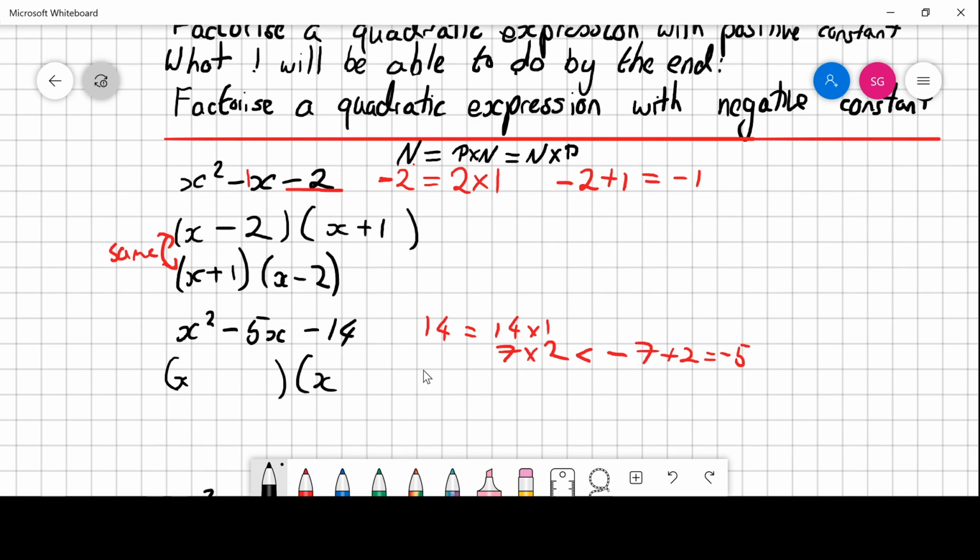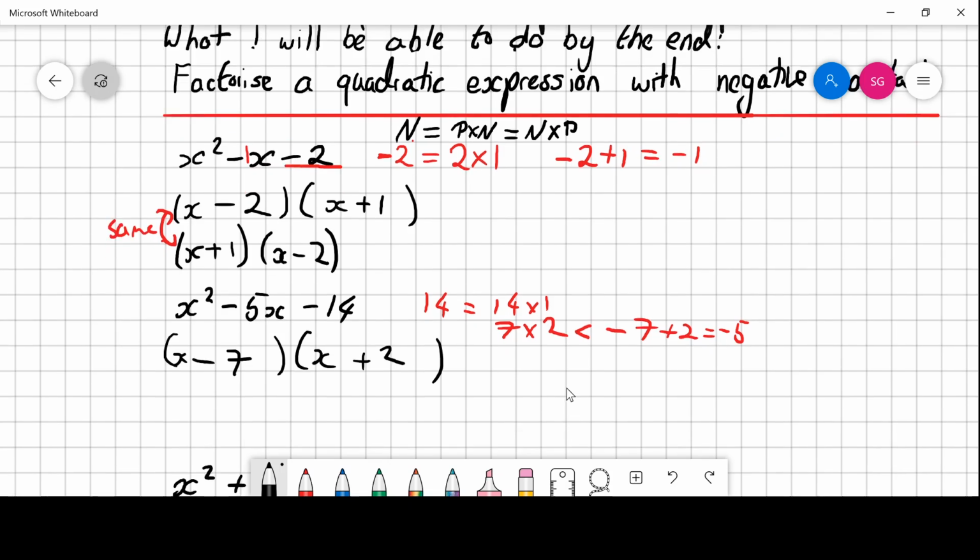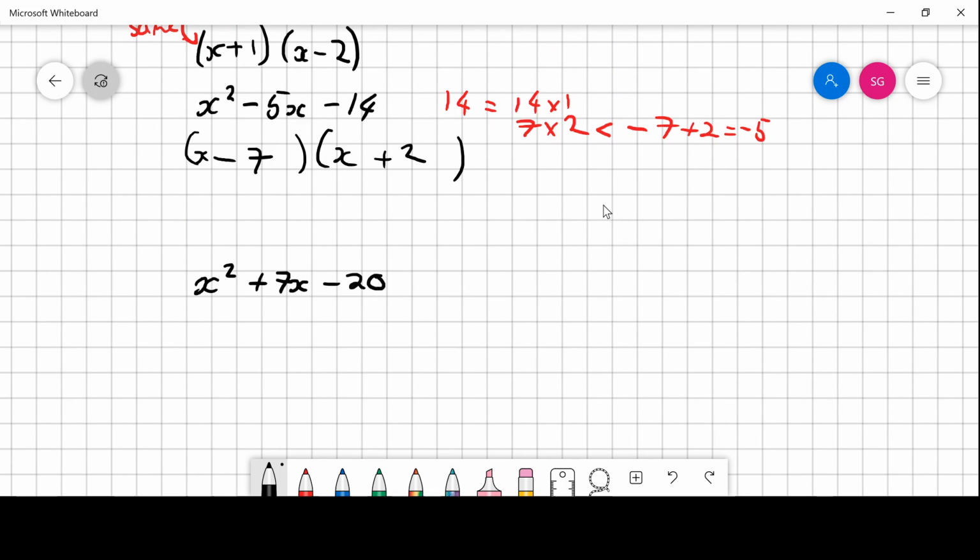So x minus 7, x plus 2. Okay, let's look at one last example. This one's a bit different because in this situation we've got a negative term here. I've also written this question down wrong. That should be 30. So we're looking at the factors of 30. 30 equals 30 by 1, 15 by 2, 10 by 3, and 6 by 5.